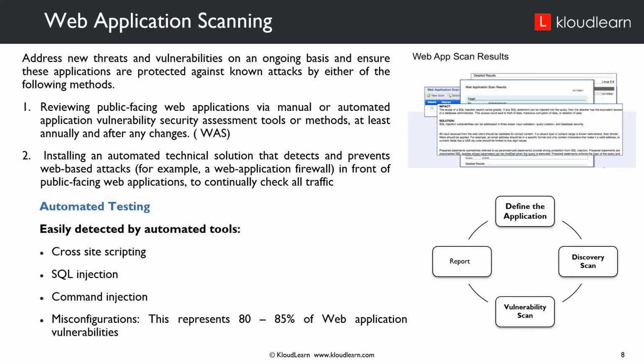Address new threats and vulnerabilities on an ongoing basis and ensure these applications are protected against known attacks by either of the following methods. First, reviewing public-facing web applications via manual or automated application vulnerability security assessment tools or methods, at least annually and after any changes. Or installing an automated technical solution that detects and prevents web-based attacks, for example, a web application firewall, in front of public-facing web applications to continually check all traffic.